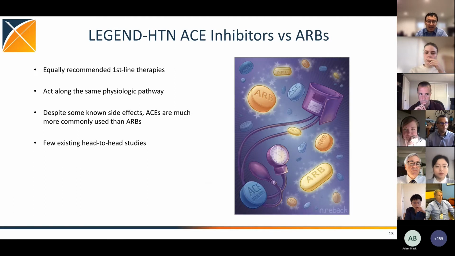And this leads me quickly to the study I had the good fortune of leading, which was the ACE inhibitors versus ARBs study. Once again, you'll see a recurring theme of these are equally recommended first-line therapies, acting along the same physiologic pathway. But we know that ACE inhibitors are much more commonly used, even though we know they also have some side effects, like people may have heard of cough or angioedema being associated with ACEs. And we don't have enough in the literature head-to-head to compare.